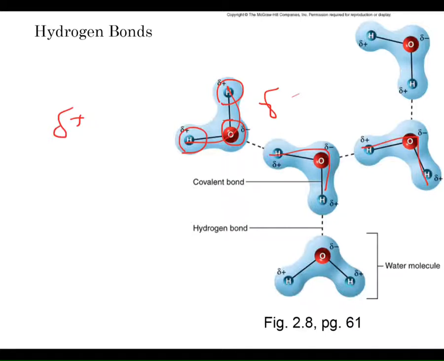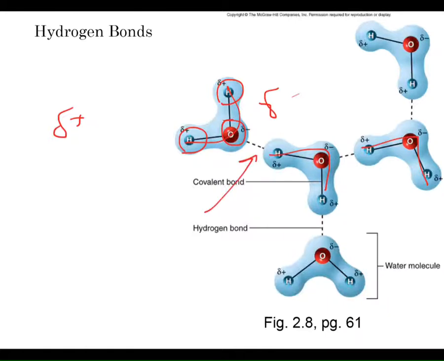Well, what do you think happens now when you put water together? When you put water molecules next to another water molecule, the little negatives are attracted to little positives. Right, so there's still some attraction going on, and that attraction is called a hydrogen bond and is shown here by these dotted lines.